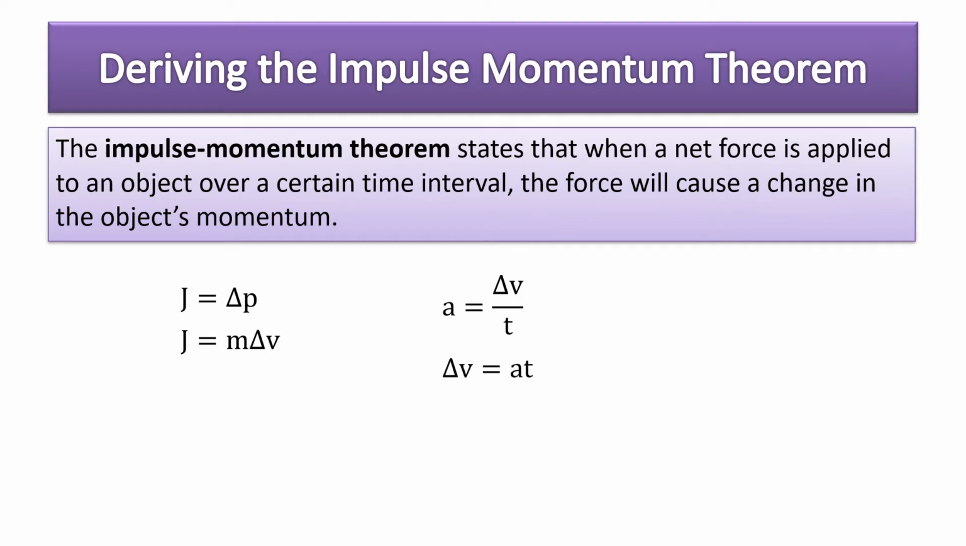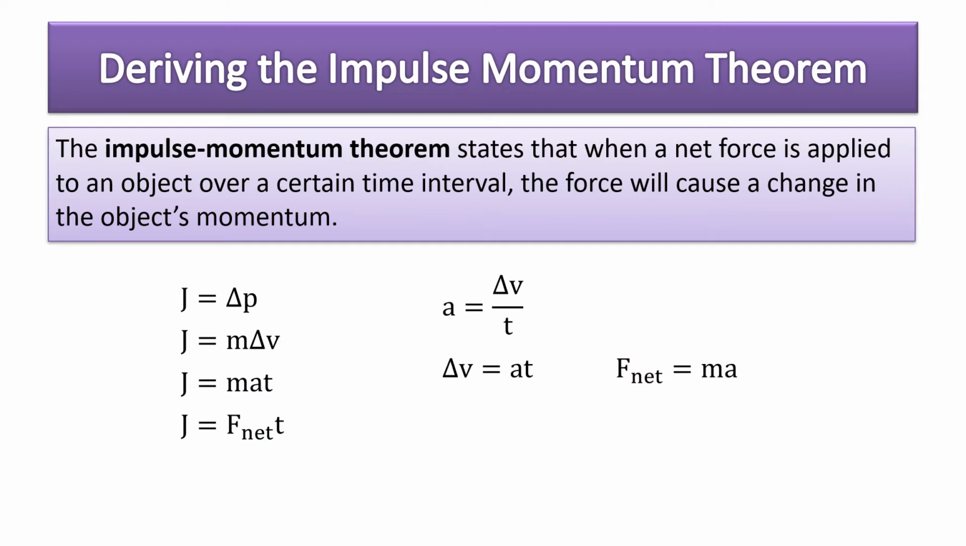If you solve for delta V, you get this term, a t. And if you plug that in, then you're left with m a t. But nobody really likes m a t, so let's change it some more. Is there something that looks familiar in m a t? All right, the net force is equal to m a. That's Newton's second law. So instead of writing m a, we'll just write force.